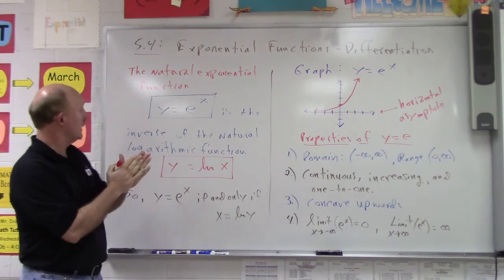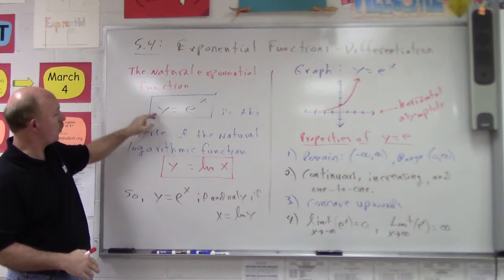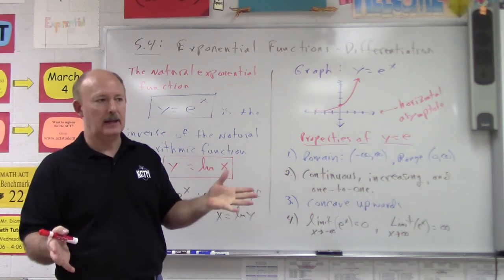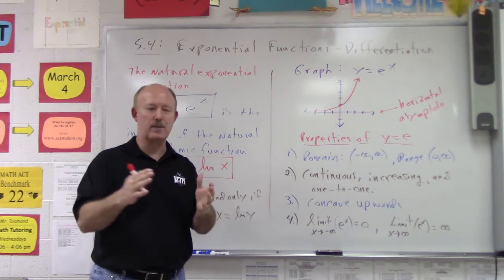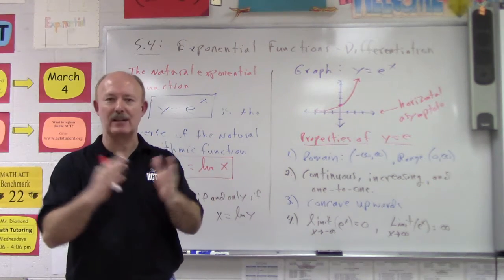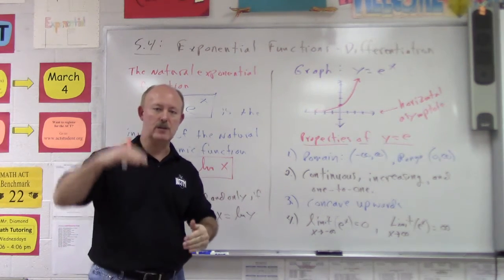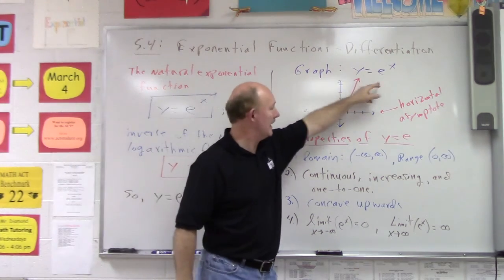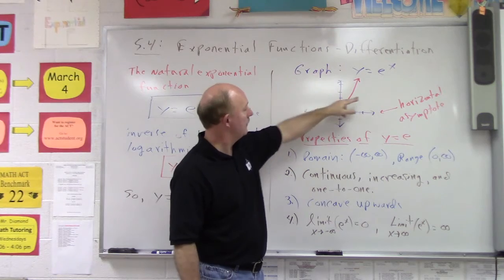So to get started, the natural exponential function is y equals e to the x. This is our parent function. The parent function, just like any other function, can undergo different types of translations and transformations. You can shift it up or down, left or right. You can see the graph of y equals e to the x. This is actually a sketch of the graph, something like this.